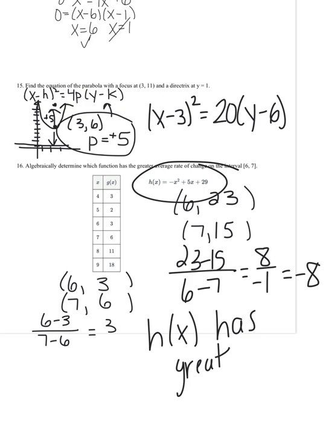because even though 3 is a bigger number than negative 8, we don't care whether we're increasing or decreasing. We just care about by how much we are increasing or decreasing. So h of x is decreasing faster than g of x is increasing. So it's almost like you're looking at the absolute value of the average rate of change.